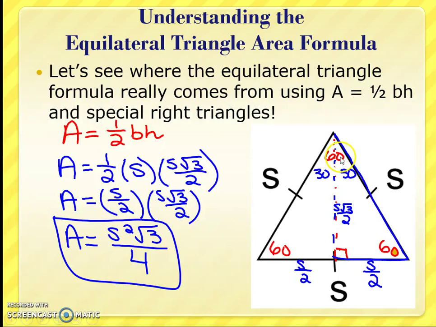So go back to this. This is 30, 60, 90. So S divided by 2, then S over 2 radical 3. That's how you find this one. So if I apply that, the height will be S radical 3 over 2.